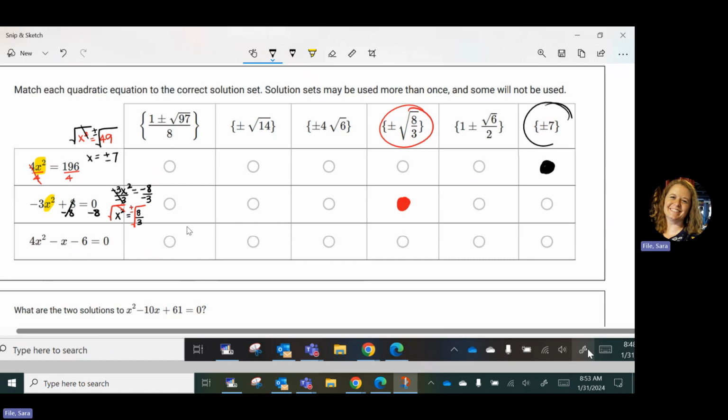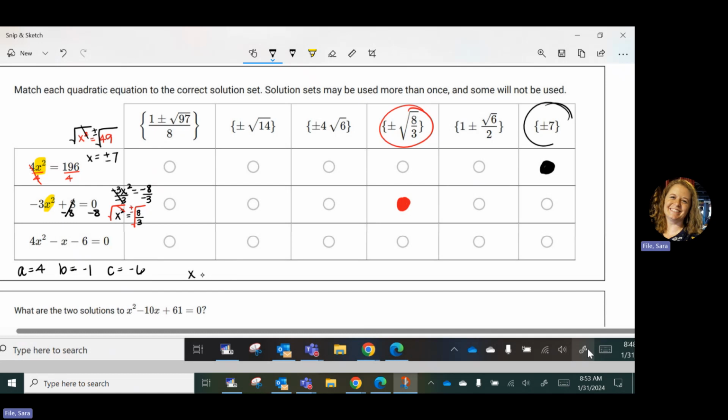Okay, so graphing is an option on this one, but I'm going to review one more time the quadratic formula. The quadratic formula says to identify A, B, and C. So A is 4, B is -1, and C is -6.